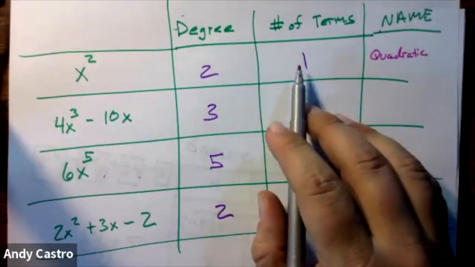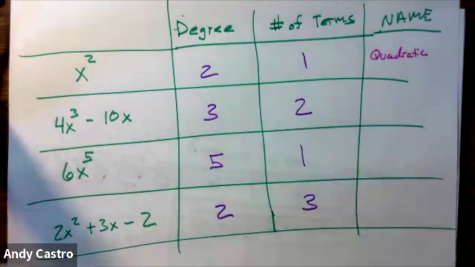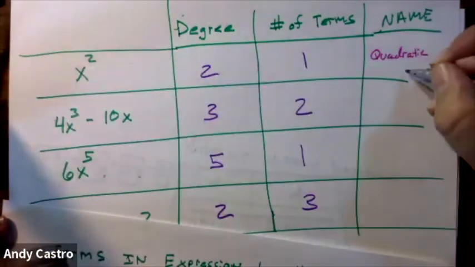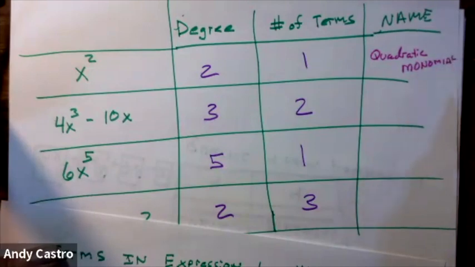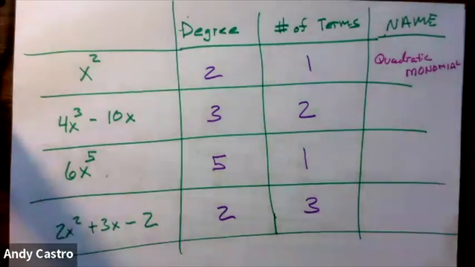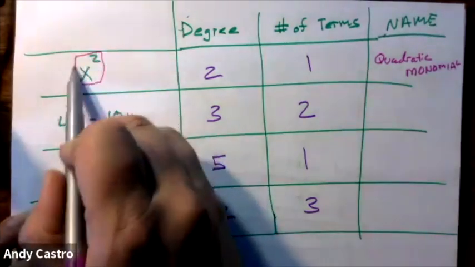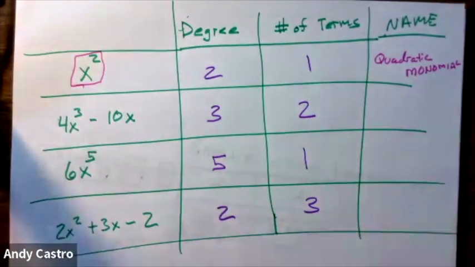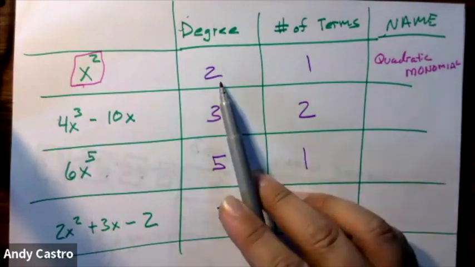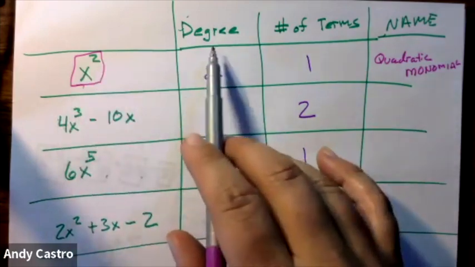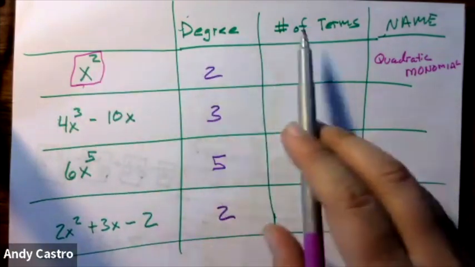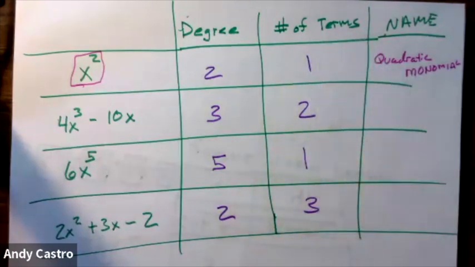And there is one term. What is one term? That is monomial. Quadratic monomial. Someone had messaged in a quadratic binomial. That is incorrect. You only have one term, so that makes it a monomial. This can get tricky because you're like, wait, but it's degree 2. That 2, you think, oh, binomial. So it can get tricky. So make sure you keep those two things separate, the degree and the number of terms. Quadratic monomial. All right, next.